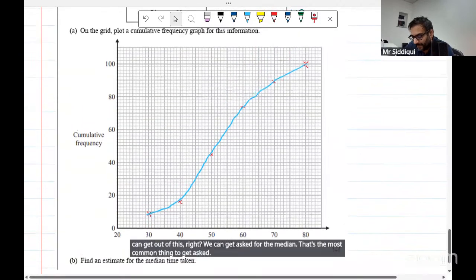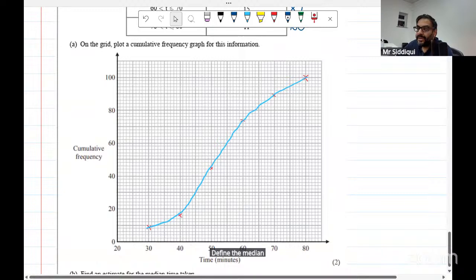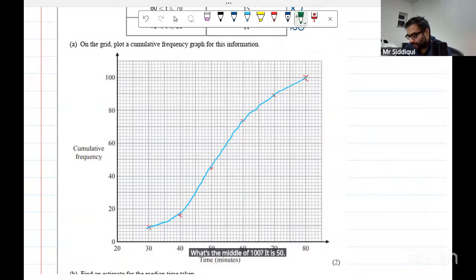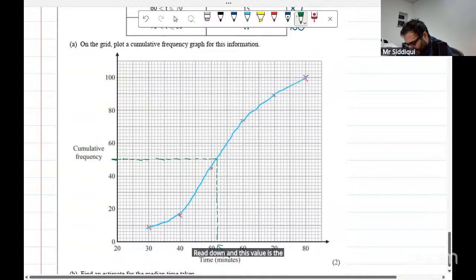To find the median, what do you know about the median? It's the middle number. And if there's 100 people, which there are, what's the middle of 100? It is 50. So what you do is you go to 50, which is there on this graph, read across until you hit your line, and read down, and this value is the median, which I guess is 52 in this case. That is the median.